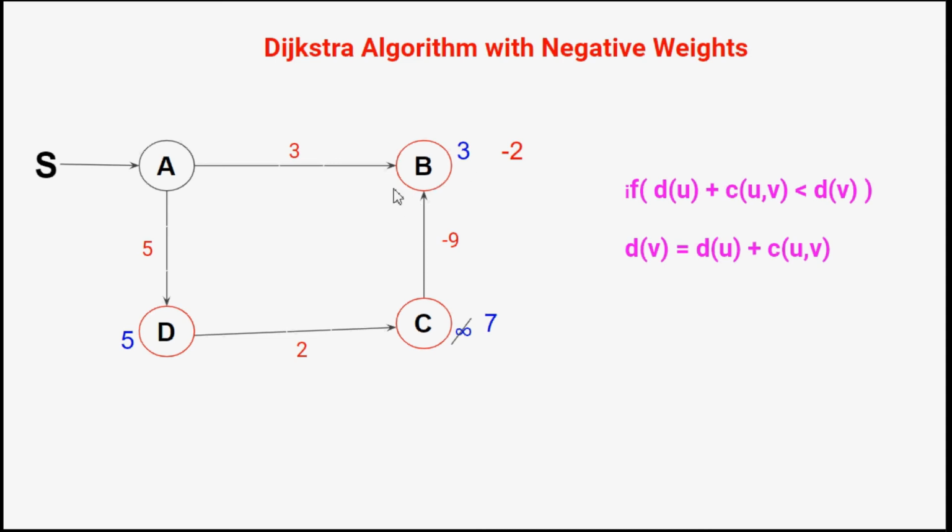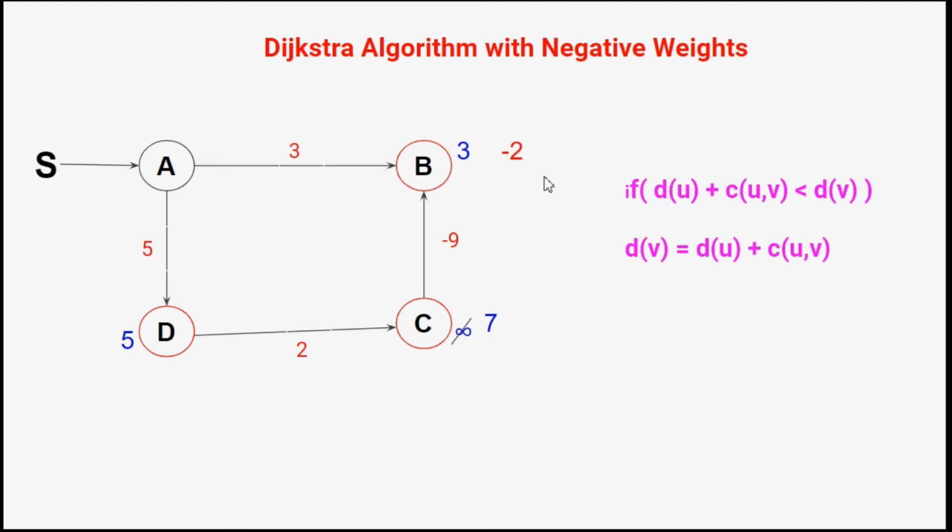But we have already chosen this vertex. And once we are choosing a vertex, we are assuming that this vertex is having the minimum cost. But here, when I'm trying to change it again, yes, I'm getting the minimum cost again. So that is how we can say that Dijkstra algorithm is not working for the graphs having negative weights.